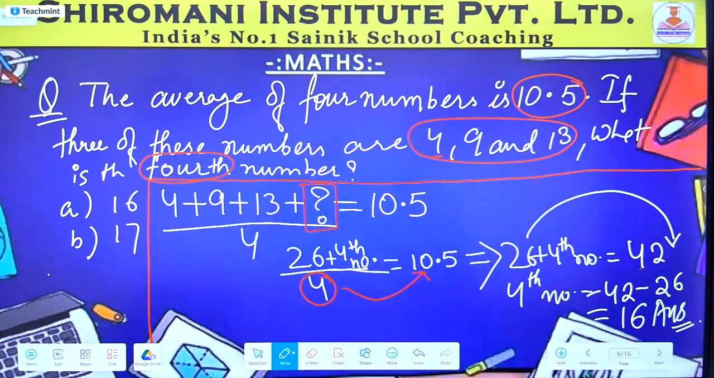Take the screenshot. What happened, Mahizini? Ma'am, you have put 4 plus 9 plus 13 plus... 4 plus 9 plus 13 plus question mark, and that question mark is the fourth number. Okay, Mahizini? Okay, ma'am. Okay, beta, please take the screenshot. Then I have another question for you.